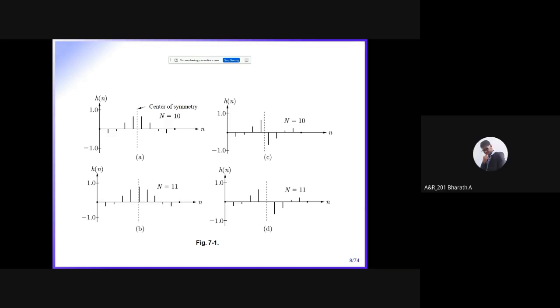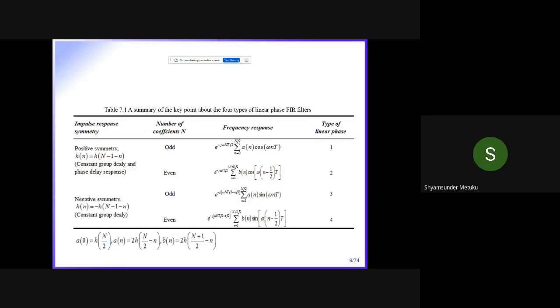So what should be called C and D types? Skew symmetry, based on odd and even numbers of samples. Type 0, type 1, type 2, type 3, for A, B, C, D respectively. So when you have 4 different types in the visualization, mathematically you should also see 4 different mathematical equations, isn't it? Yes, sir. So these are the mathematical equations you should remember. The frequency response is given in the 3rd column.